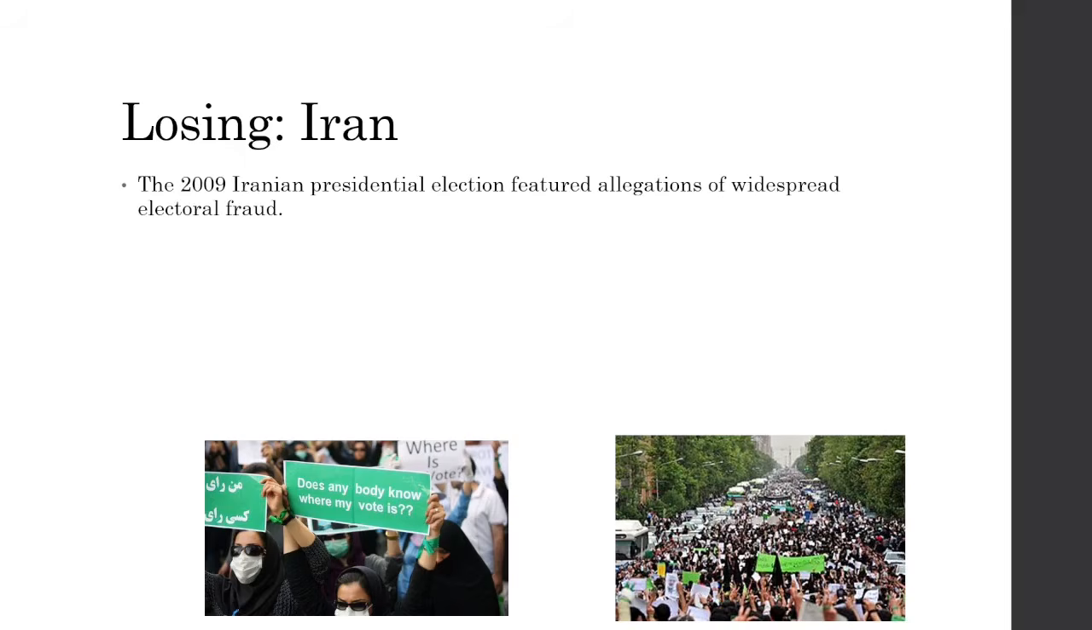So in the 2009 Iranian presidential election, there were various allegations of widespread electoral fraud. That's not good, because then the people are going to believe, oh, our vote didn't count. The government is not running effectively, because this shouldn't happen. Electoral fraud should not happen.